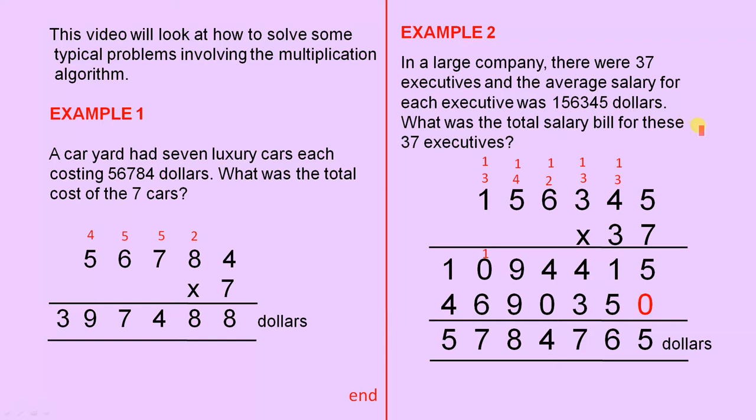In a large company, there were 37 executives, and the average salary for each executive was $156,345. What was the total salary bill for these 37 executives? So basically all you do, you have 156,345 and you multiply that by 37. That's basically what you do.